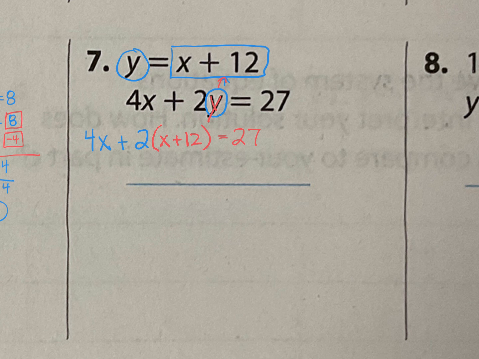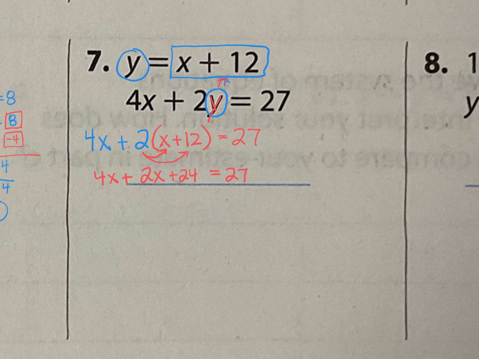Okay, so now we have an equation that has only x's in it, so we can solve this. But first thing, we see parentheses. We got to get rid of parentheses. You remember how to multiply to get rid of parentheses. We multiply the outside number times everything in the middle. So 2 times x is 2x, and 2 times 12 is 24. So we have 4x plus 2x plus 24 equals 27.